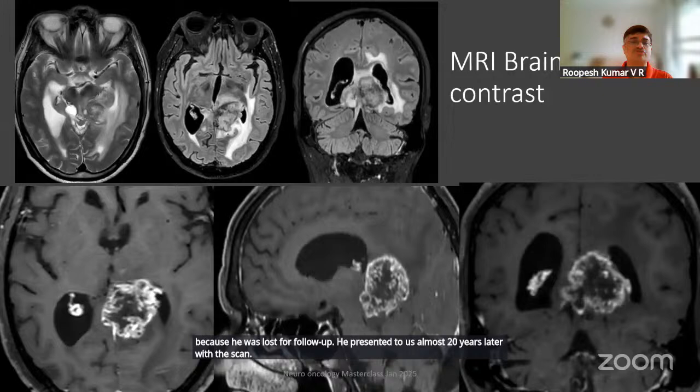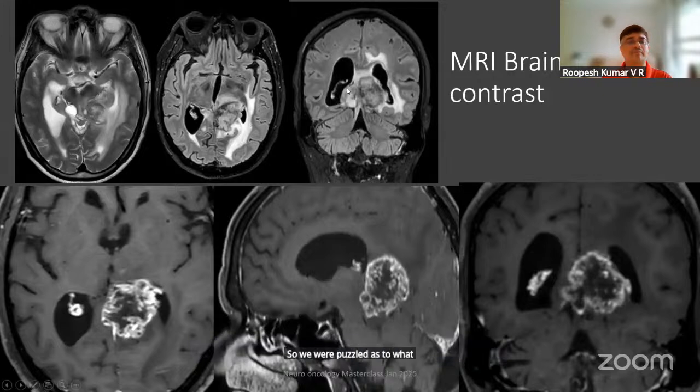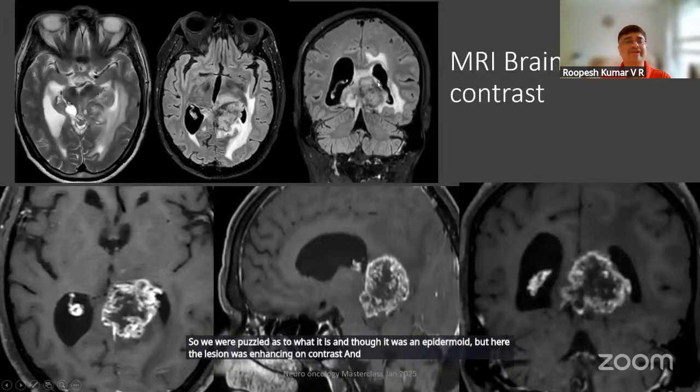So we were puzzled as to what it is, and though it was an epidermoid, here the lesion was enhancing on contrast, and a lot of edema was there. We were thinking whether this is a late onset recurrence, probably it is infected, that is why it is enhancing, or it is altogether a new pathology. We were quite confused. Again, here, which approach?